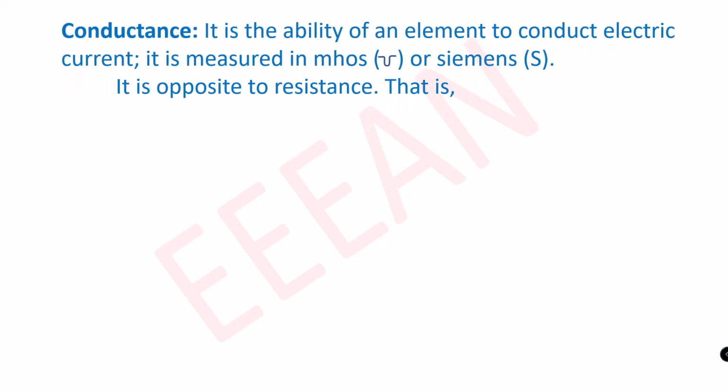And then what is conductance? It is the ability of an element to conduct electric current, and it is measured in mhos or Siemens. It is the opposite of resistance, that is G equals 1 divided by R.